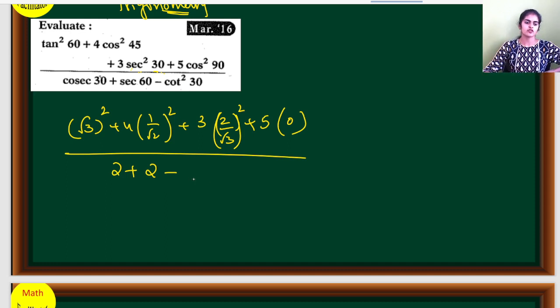Right. So cot 60, sorry, cot 30. Tan 30 is 1 by root 3. Cot 30 is root 3.